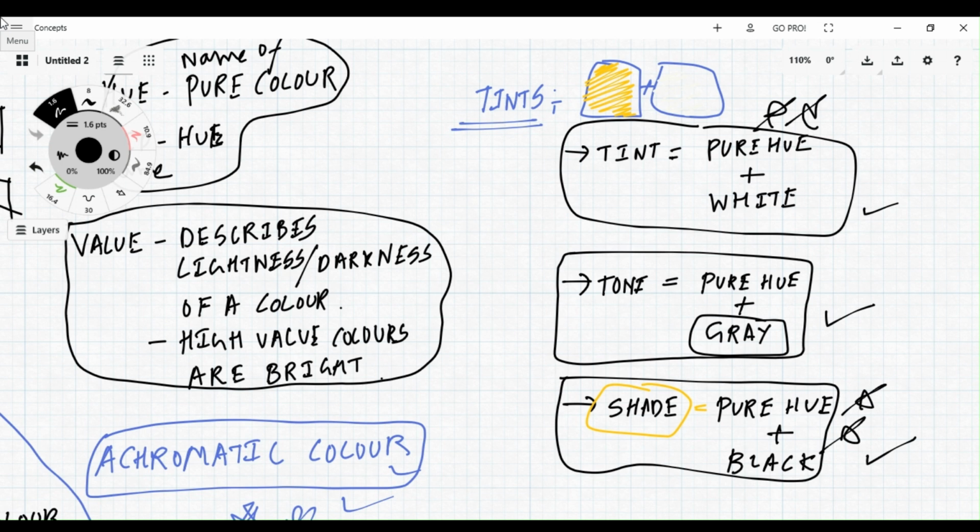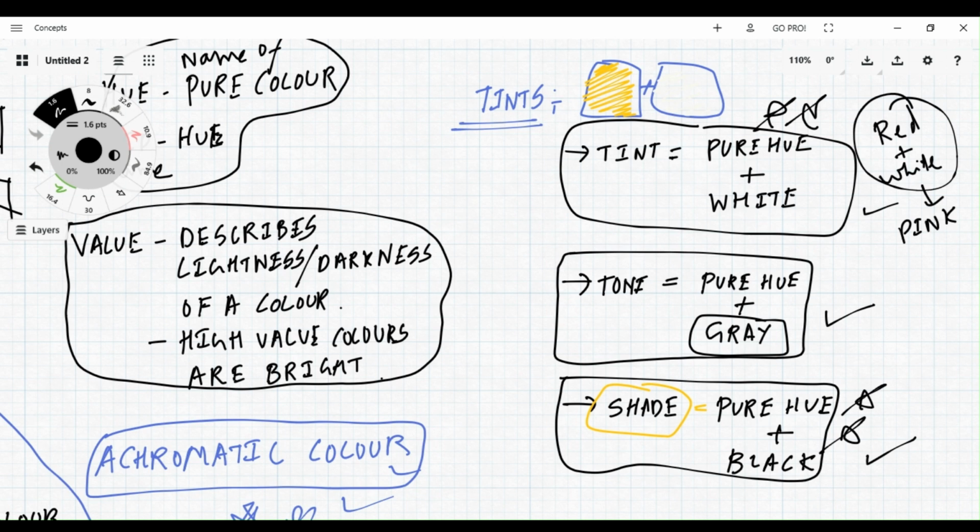I will tell you an example also. Hue is red. A tint of red is what is commonly referred to as pink. Tint, as per our concept, is pure hue plus white. Suppose I have mixed red, pure hue, with white, then it becomes pink. Red plus white gives rise to pink. Pink is nothing but a tint of red.